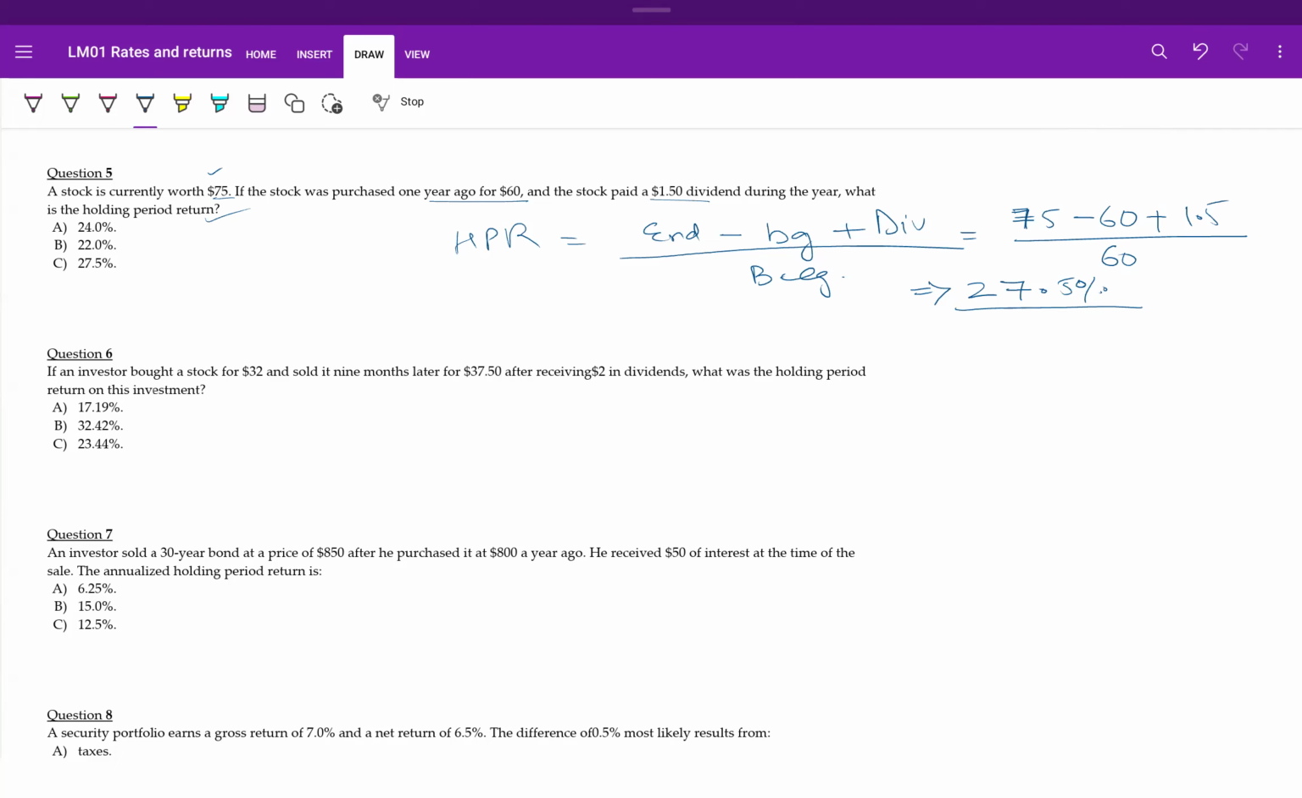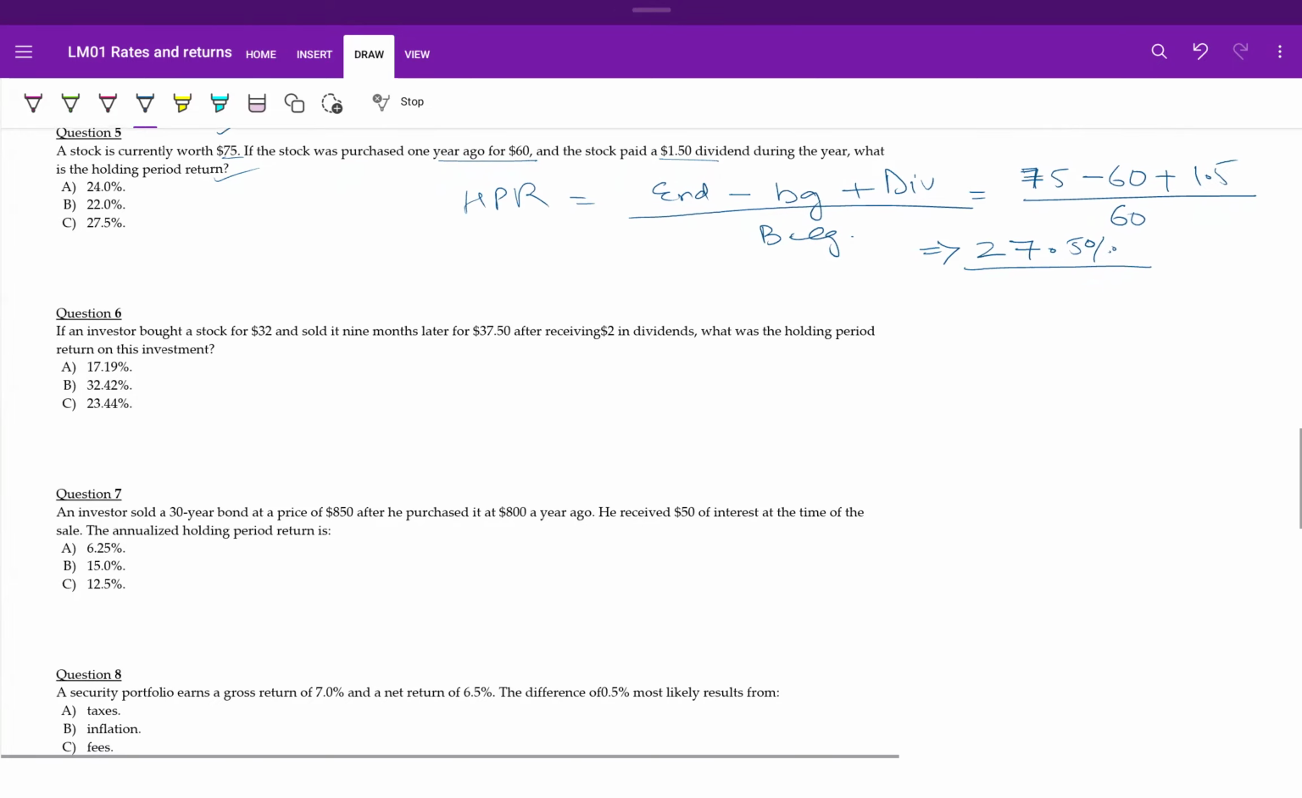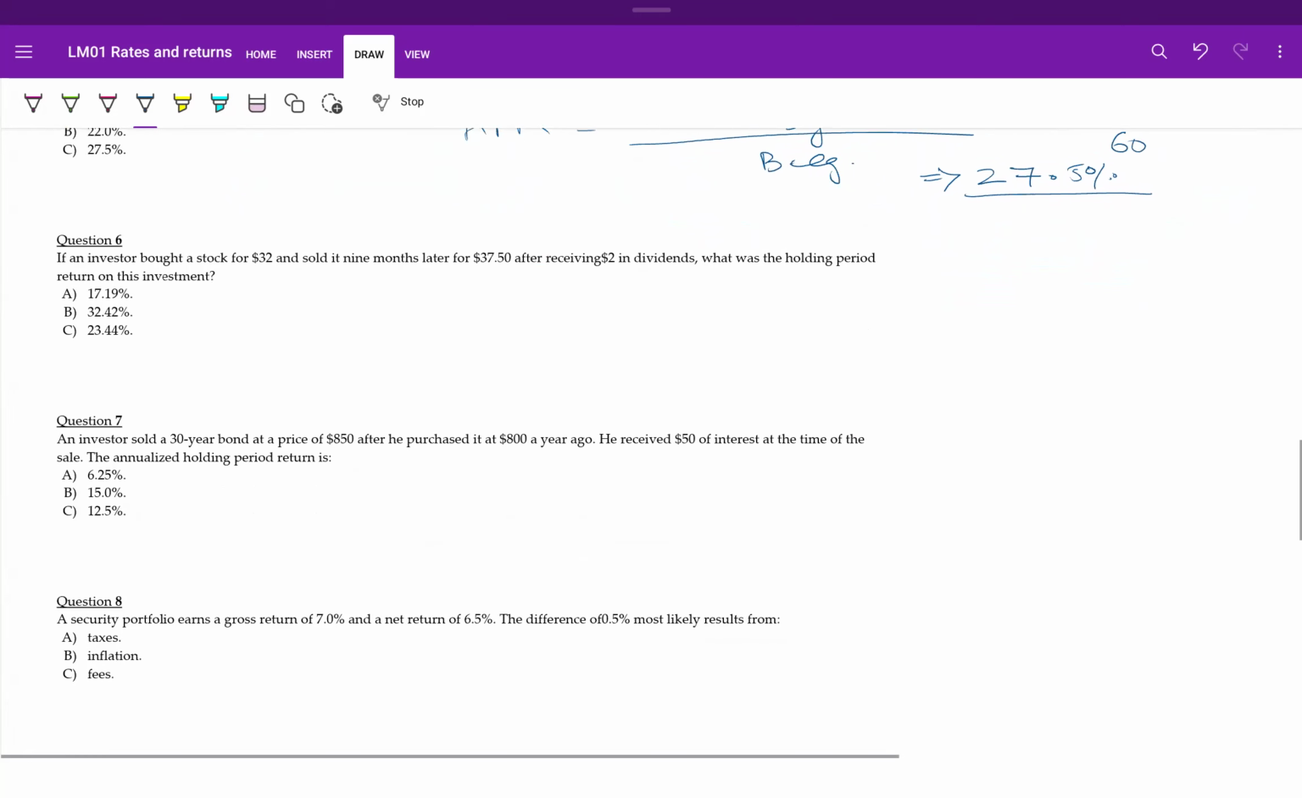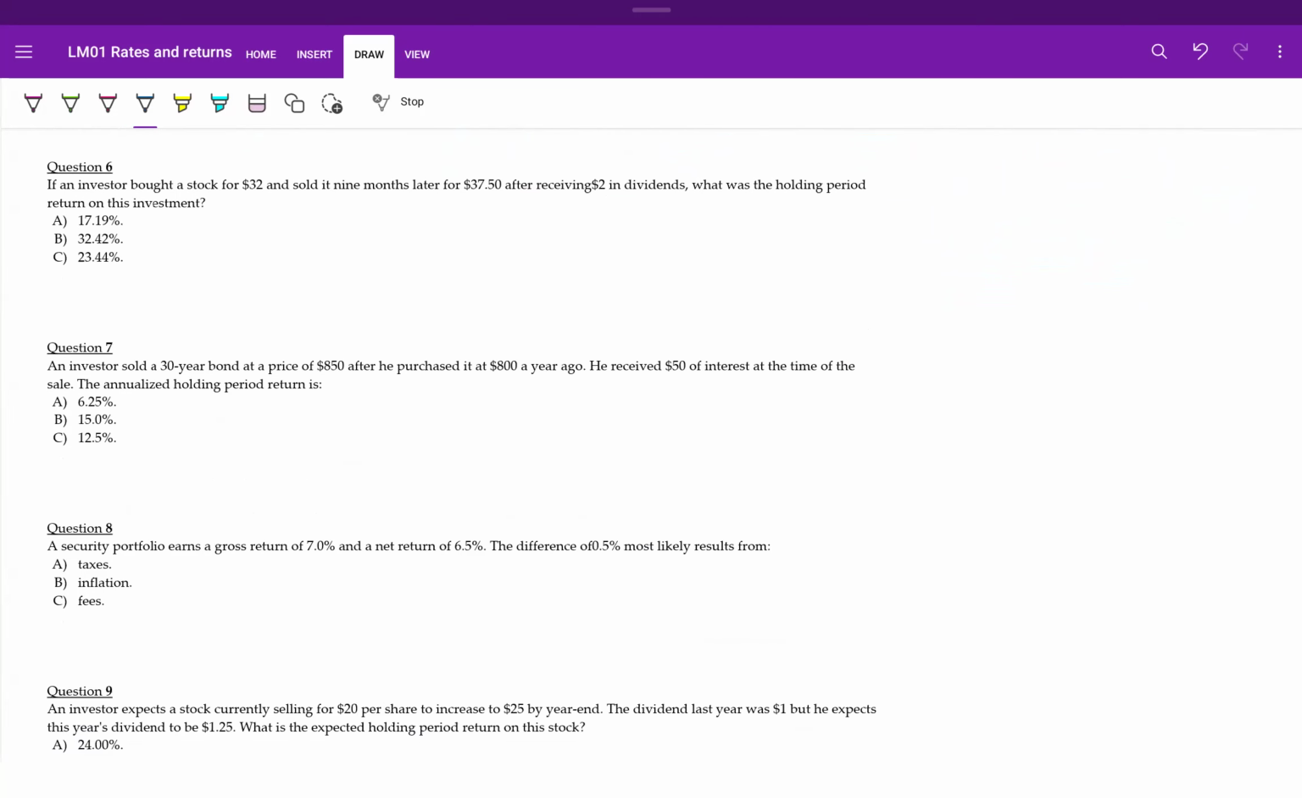I'm not showing you calculator usage because this is an easy example and the calculation is easy. Wheresoever I find that the calculation might be tricky, I will share my calculator screen with you. And okay, so question number 6.